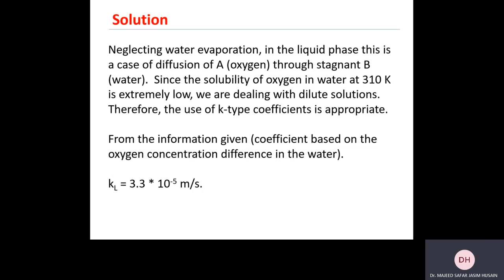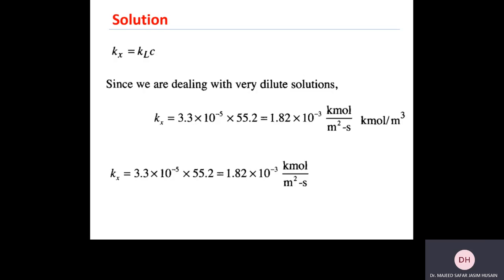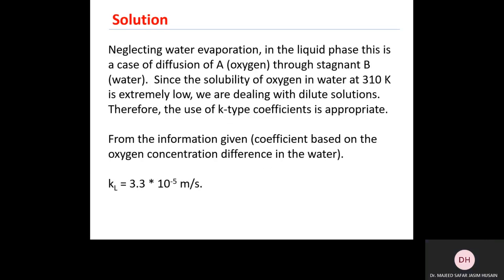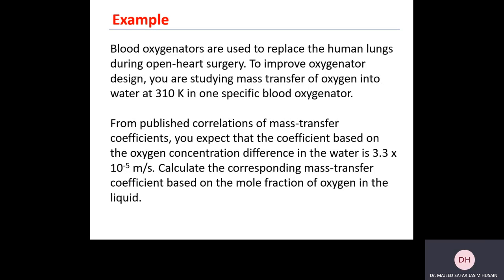So that's that. So you find the Kx, which is equal to 1.82 × 10⁻³ kilomole per meter square per second. So you can see now the unit of KL was meter per second, and the unit of the Kx is different. So he wants you to find the mass transfer coefficient based on the mole fraction of oxygen. So basically what he wants is Kx. So that's the first example.